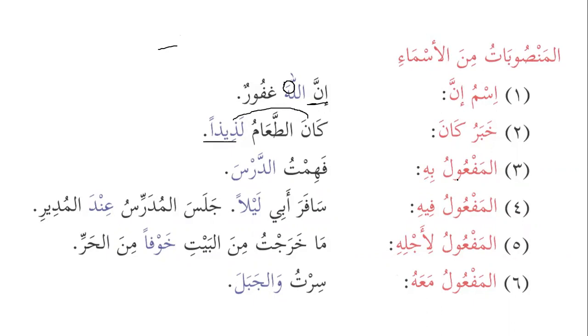Al-maf'ul. How many mafa'il are there? Al-mafa'ilu al-khamsatu. There are five objects, okay? Three of them we already know: maf'ul bihi, maf'ul fihi, and maf'ul mutlaq. These are the three that we have learned in book two. And inshallah, two of them, al-maf'ul li'ajlihi wa al-maf'ul ma'hu, we will learn in this book number three.